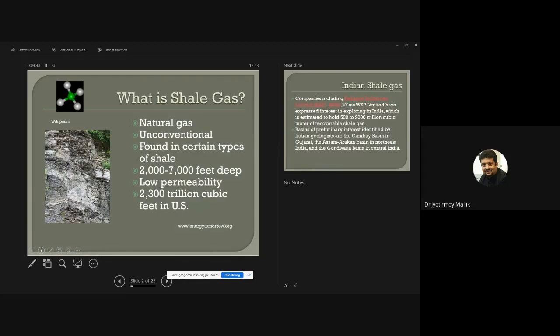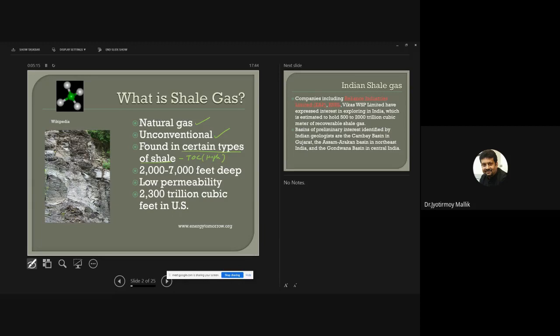Okay. So what is shale gas? Shale gas is a natural gas, of course. It's unconventional. I explained why it is unconventional. It is found in certain types of shales. So what do I mean by certain types of shales? These shales, of course, have high TOC. That's how they will expel hydrocarbon. So, high TOC.